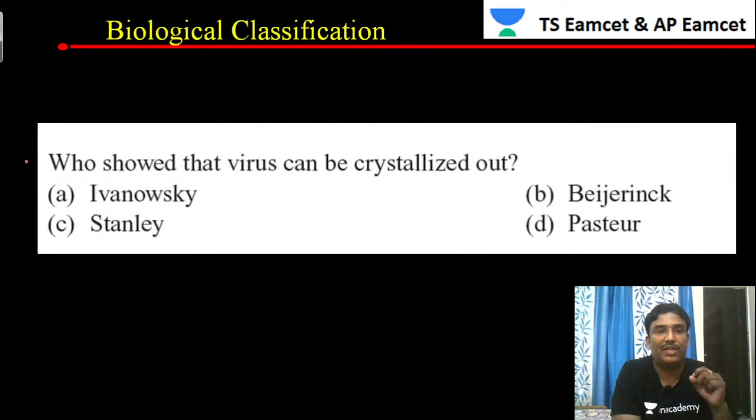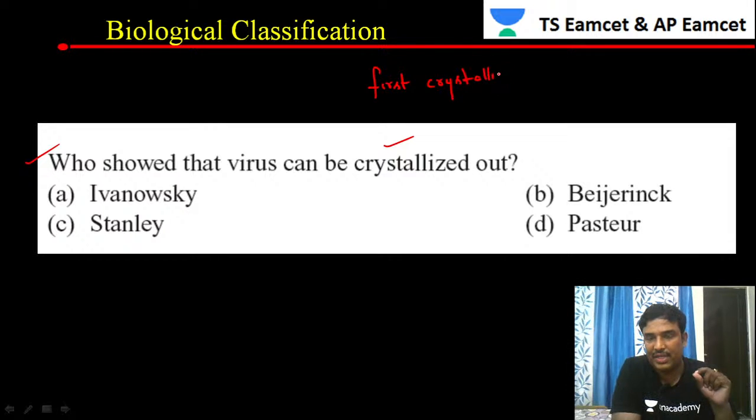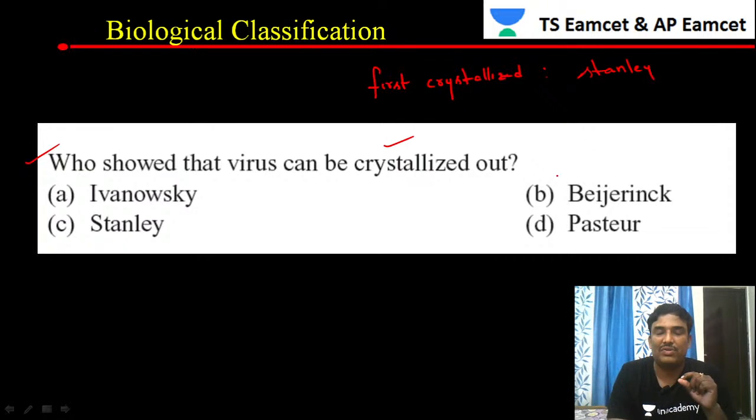So let's see the next question. Who showed that virus can be crystallized out? The scientist who first crystallized the virus in the laboratory is Stanley. So Stanley has crystallized the virus. Why do we have to crystallize the virus? That is the second question.